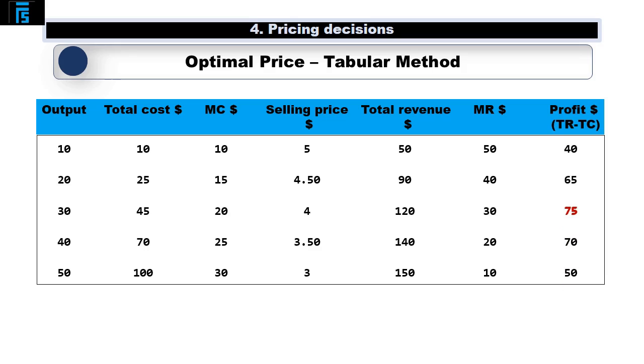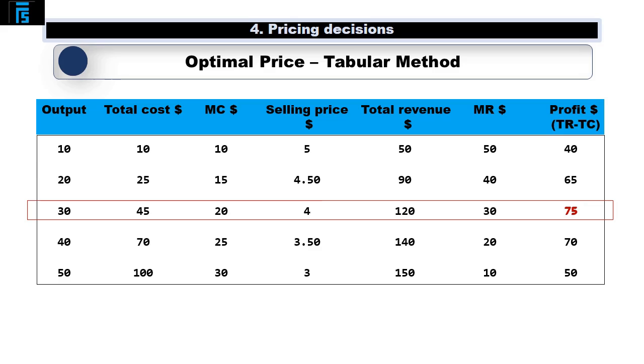We can also find the profit we can generate at each output level by deducting the total cost from column 2 from the total revenue in column 5. At the output level of 10 units, we generate $40 of profit. At 20 units, $65. At 30 units, $75. At 40 units, $70. And at 50 units, $50. So we can immediately see that the optimum output level is 30 units, as this generates the maximum profit.